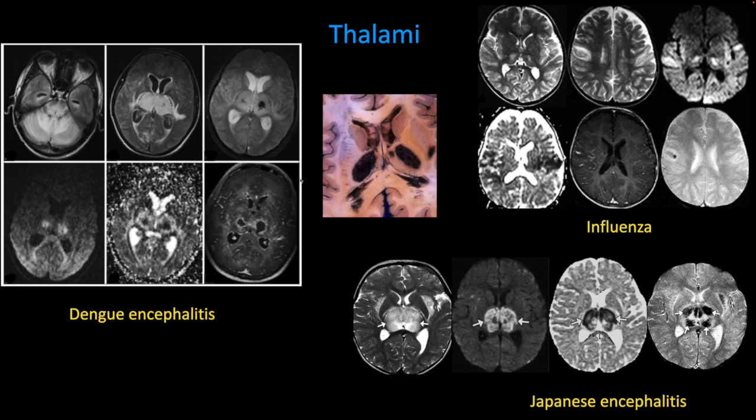Thalamic abnormalities can be caused by other viruses. Dengue encephalitis is common, with hemorrhagic, ischemic and necrotic abnormalities in the bilateral thalami that can also involve other structures of the brain. Influenza virus again can have bilateral thalamic involvement, and Japanese encephalitis can have edematous changes affecting the thalami in the form of ischemia and necrosis. They can also have hemorrhagic changes.